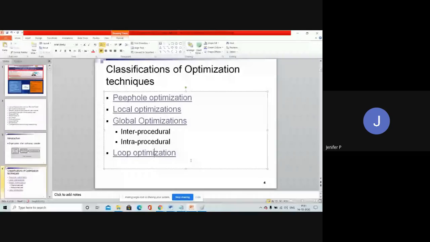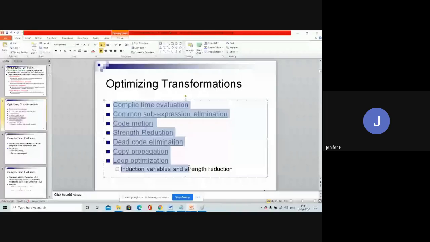And the next one, okay. So here are the various optimization techniques. Here, common sub-expression elimination, code motion, strength reduction, dead code elimination, copy propagation, loop optimization. So these are the various transformations we can use in order to produce the optimized code. Okay, let us see one by one.